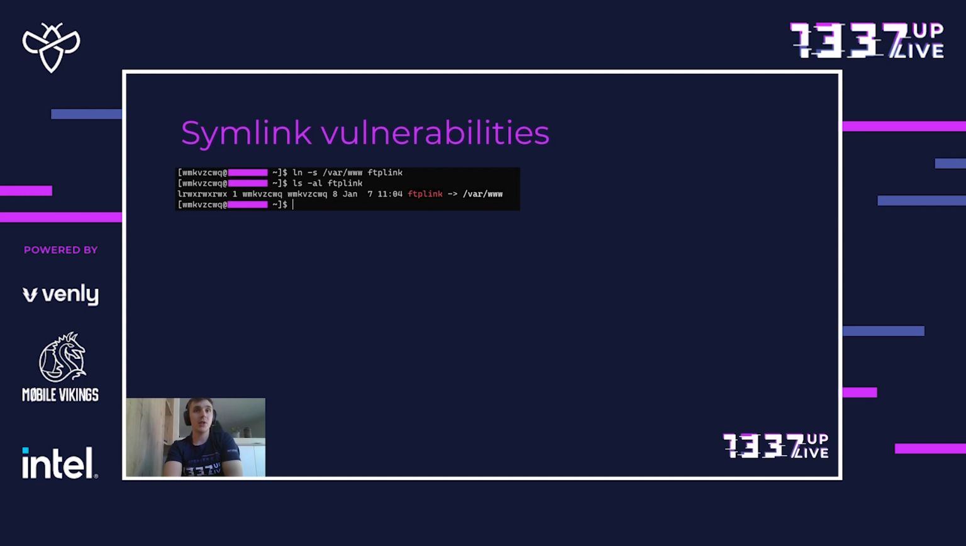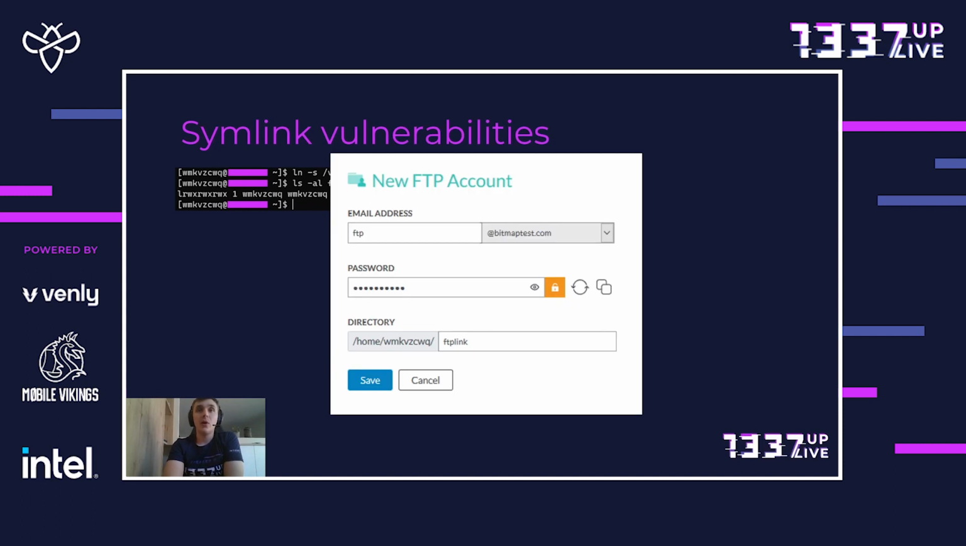We can do a double check of the file and the destination by issuing an ls -al command, and the output will show you where the link is pointing to. Now, we can move over to our web control panel here to create a new FTP account. This is actually the vulnerable component of the hosting provider platform. So we can create a new FTP account and set the home directory to the symlink we just created.